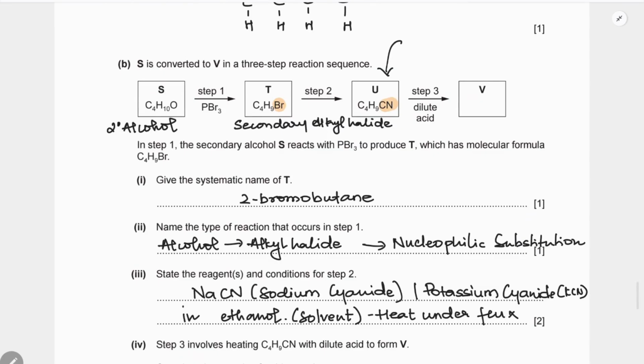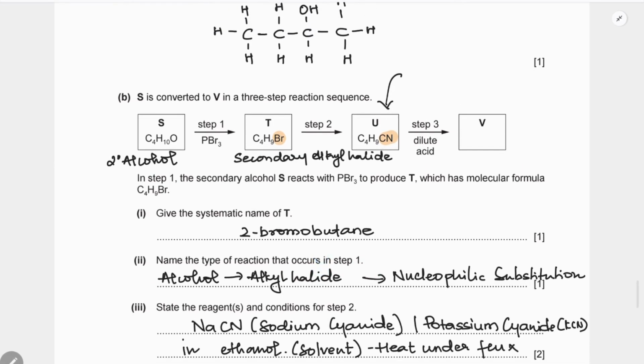Next, name the type of reaction that occurs in step 1. So we know that it's going from alcohol to alkyl halide, so obviously the OH is replaced, and that is nothing but nucleophilic substitution.